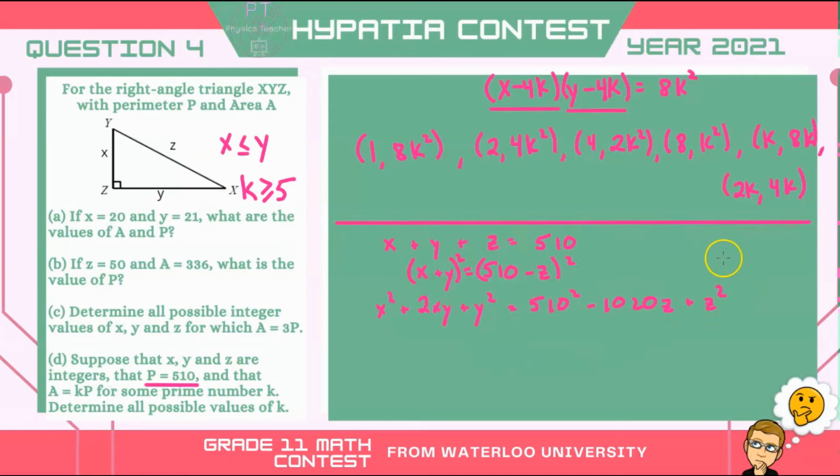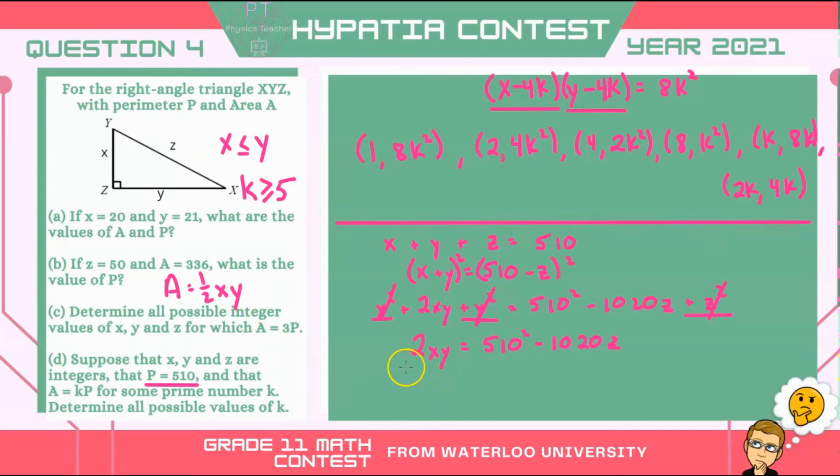Now, again, due to Pythagorean theorem, we know that x squared plus y squared is going to equal z squared. So those are going to cancel out on both sides of the equation. And we're just left with 2xy is equal to 510 squared minus 1020z. Now let's look at the area. So the area, let me write this over here. The area is 1/2 base times height. So 1/2 x times y.